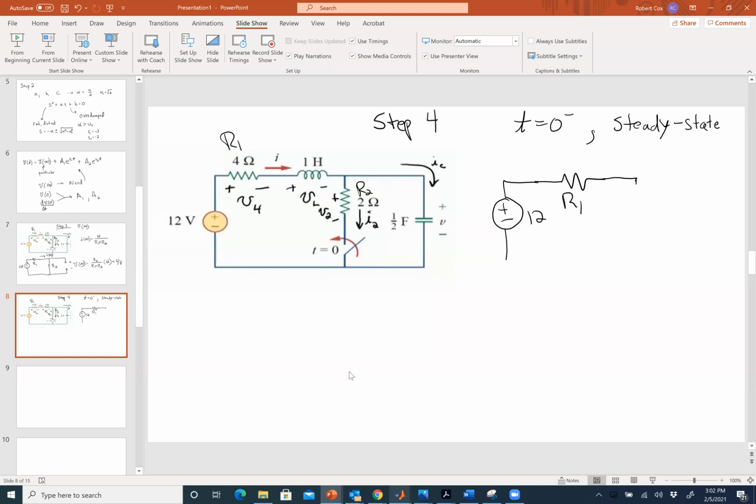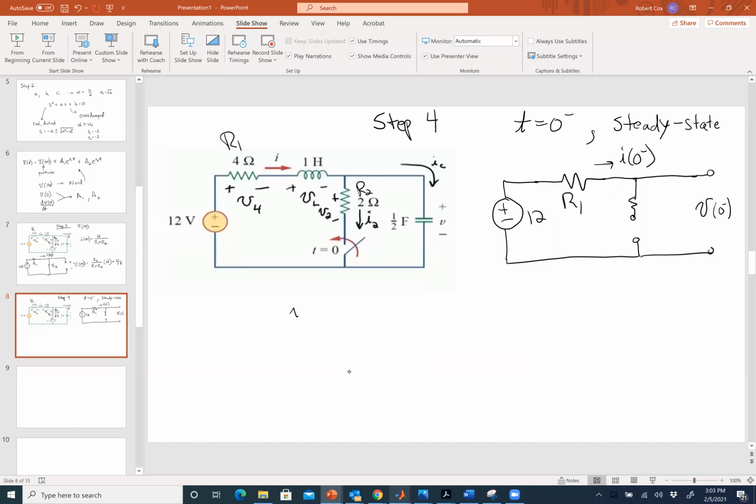Inductors are short, but what do I do with this branch with R2 here? It's an open circuit too, right? So I can draw R2 and just put a little open right there, and there is where the capacitor would be. So this is V0 minus, and this would be I0 minus right there.